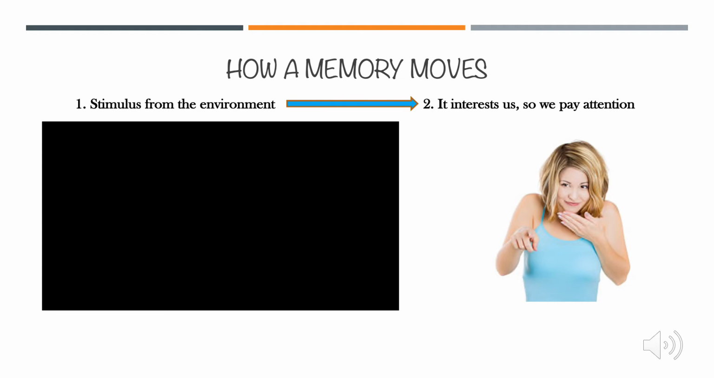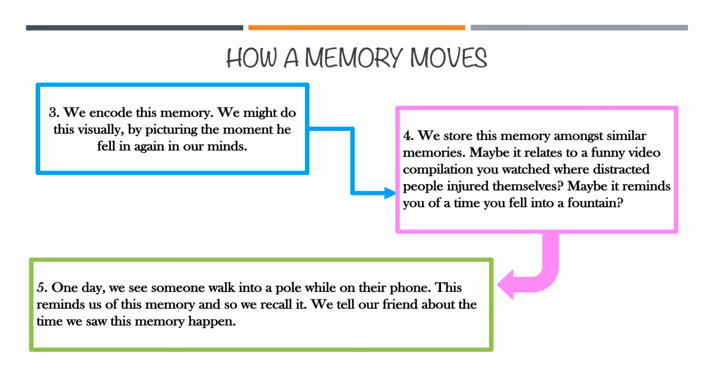Alright, so we're going to look next at how a memory moves. This is a 5-step process, and the first step is that there has to be a stimulus from the environment. There has to be something happening in order for us to form a memory about this. This could be anything like the thing that's happening in this video, or someone talking to you, or something you read, but we just have to be interested in it. So step 2, it interests us, so we pay attention to it. If you're not paying attention to something, you're not going to remember it.